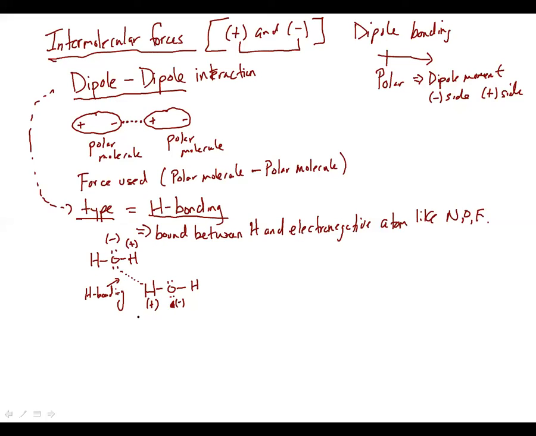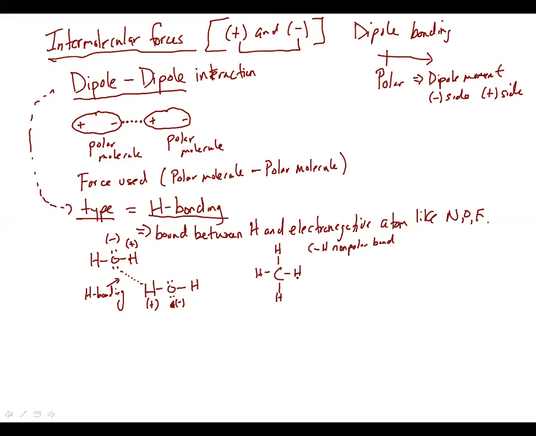Now, if you look at something like this, for example, CH4, which is methane, you may say to yourself, this guy probably should be able to hydrogen bond. He's got like a ton of hydrogens. But when you look at the carbon-hydrogen bond, that is a nonpolar bond.